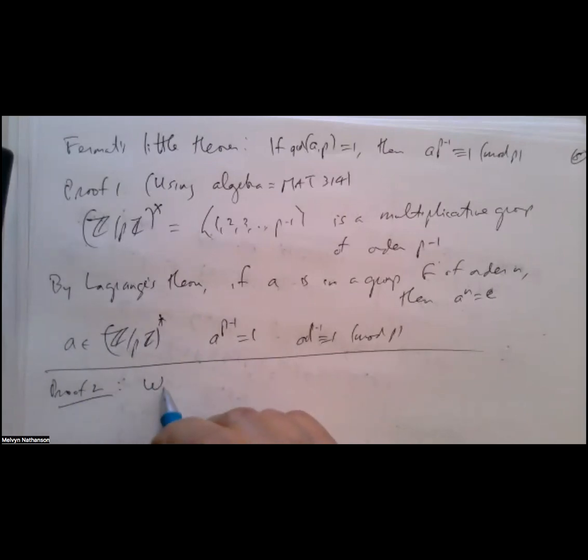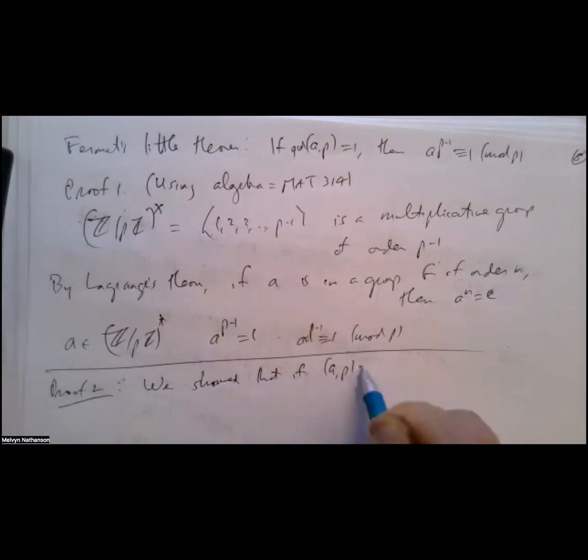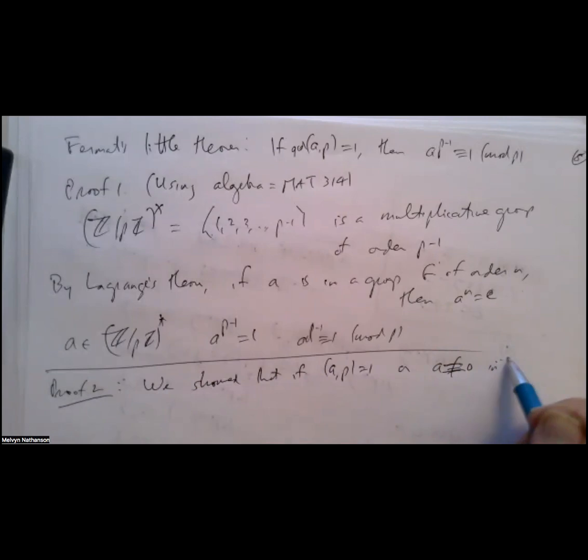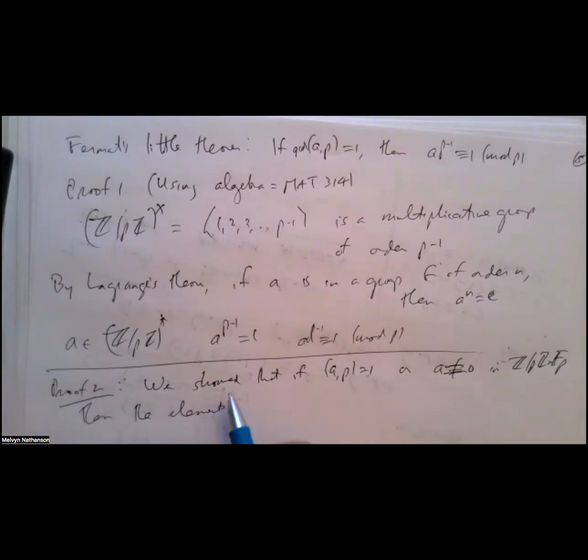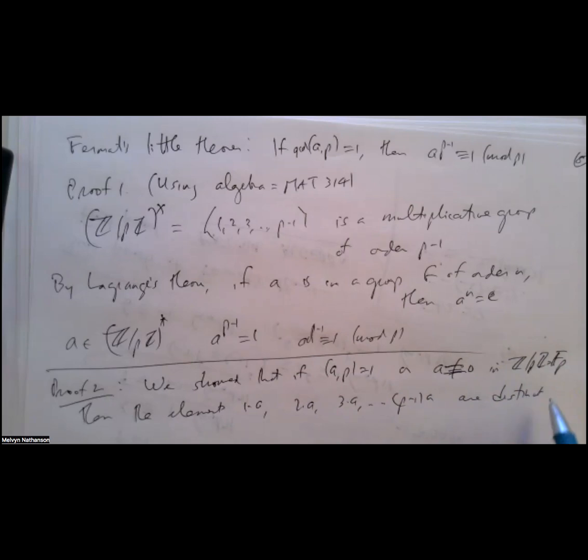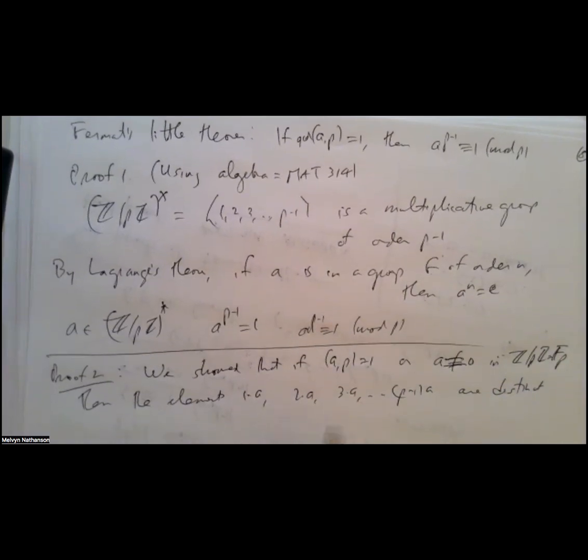We already showed a few moments ago that if A and P are relatively prime, or the same thing, A is not equal to 0 in Z mod PZ, which is this finite field with P elements, then the elements 1 times A, 2 times A, 3 times A, and so forth, up to P minus 1 times A are distinct. So now we do something clever.